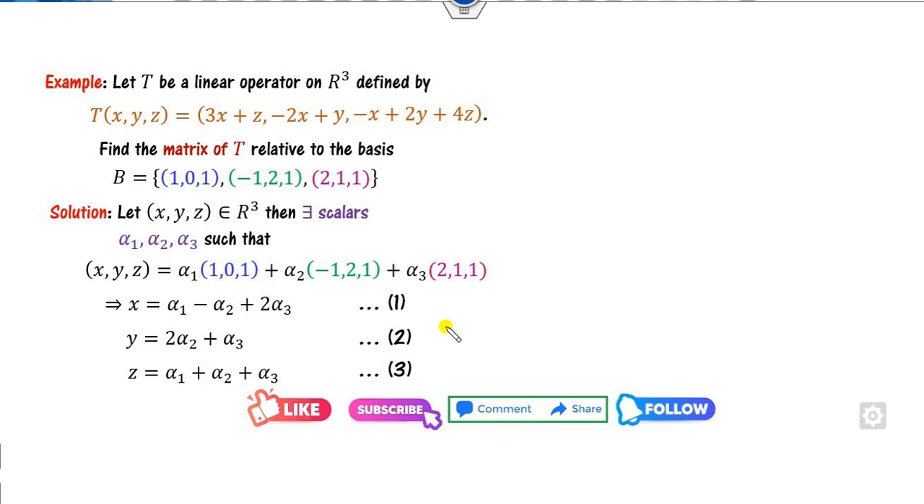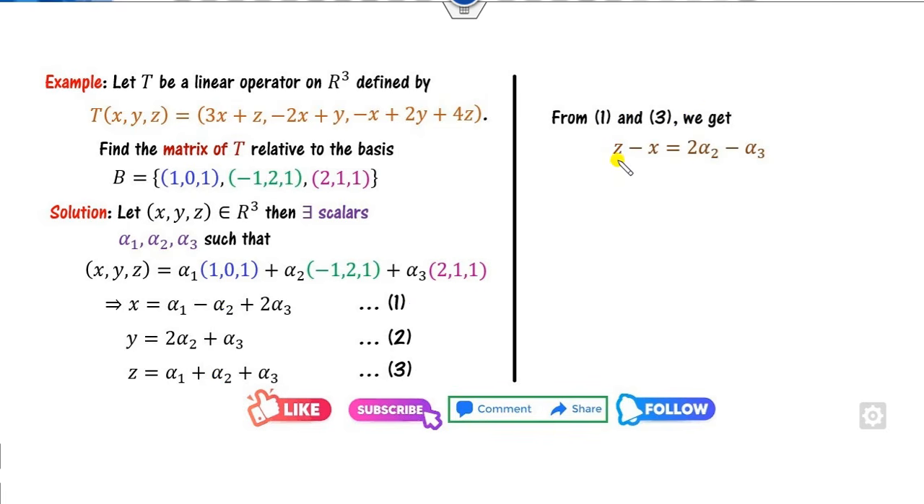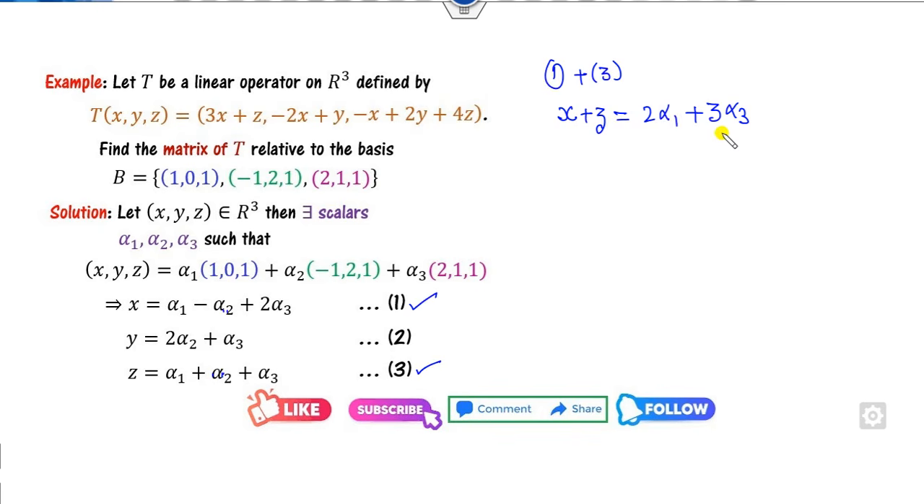Again you have two different methods. You can use the row reduced echelon form or try to simplify this expression. How can you do that? If I add the first and third, alpha 2 will be cancelled out. So adding the first and third, x plus z is 2 alpha 1 plus 3 alpha 3. Or you can subtract them as well, then it will be in the form of alpha 1 and alpha 3. It's your choice. In this case I have subtracted them. You can add them or subtract, it's your choice.